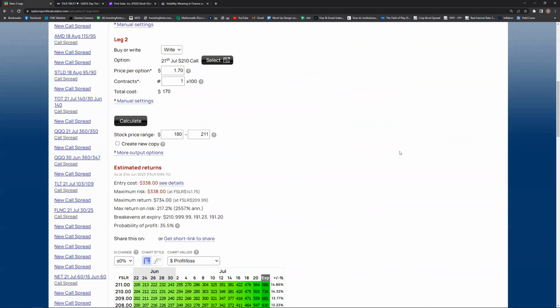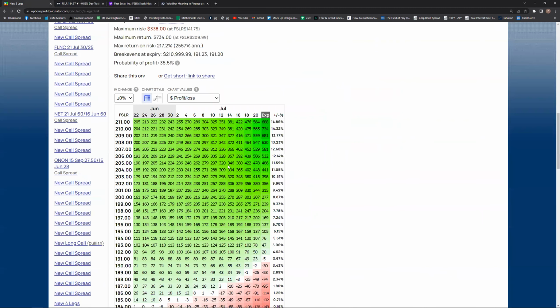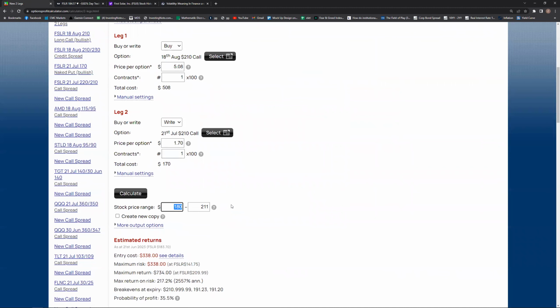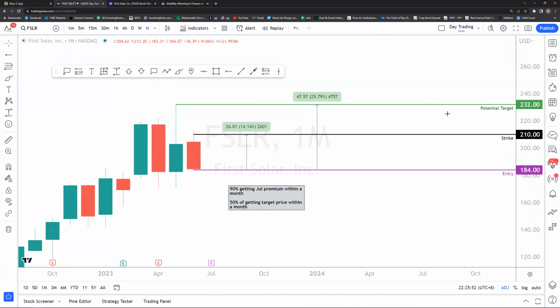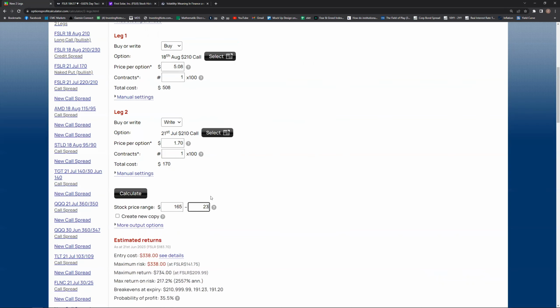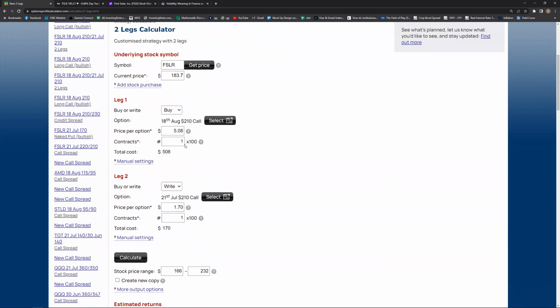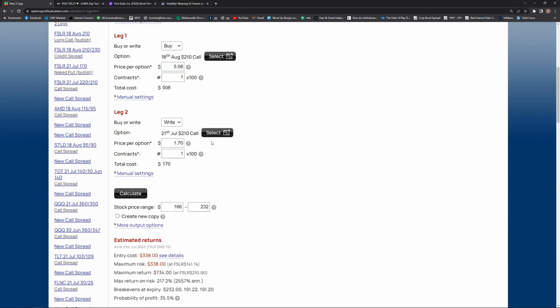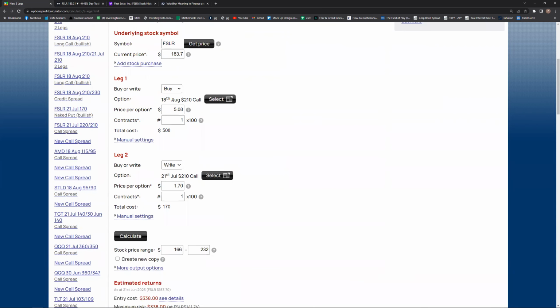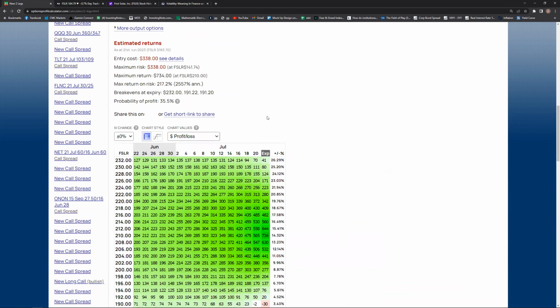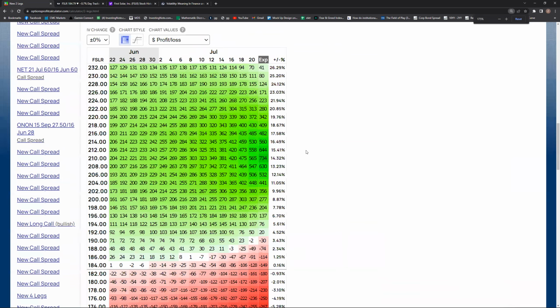let's take a look at the option leg, this option profile. Let's put maybe the bottom at 165. What is our target? Our target is 232. Okay, let's look at only one contract. So even though our buy side expires in August, since our short side expires in July, the time frame is only until July, okay?